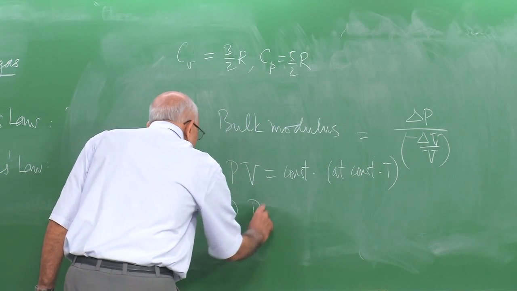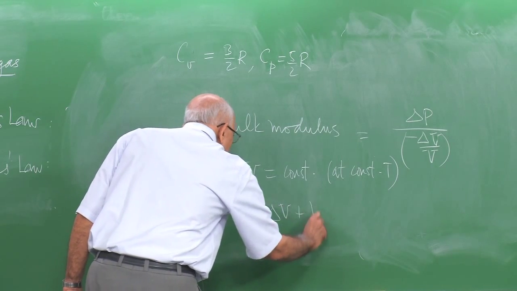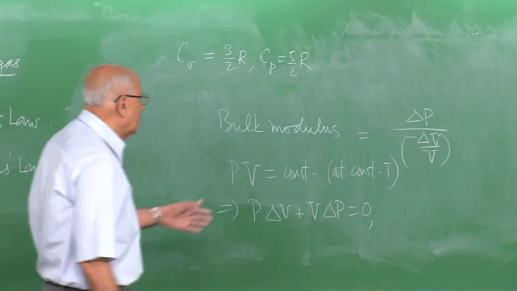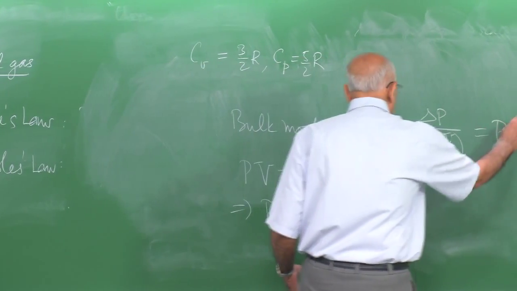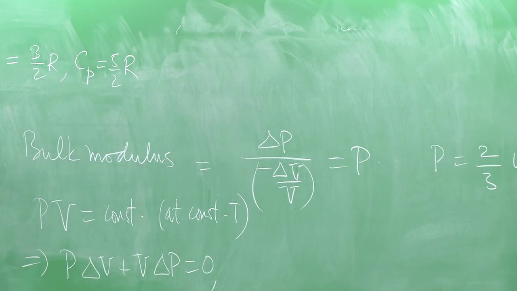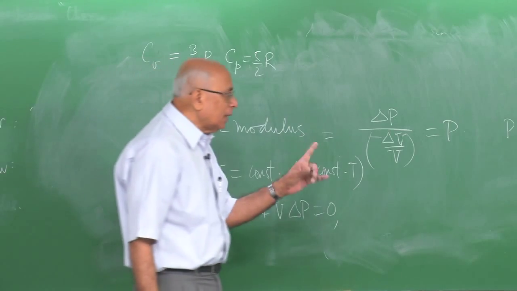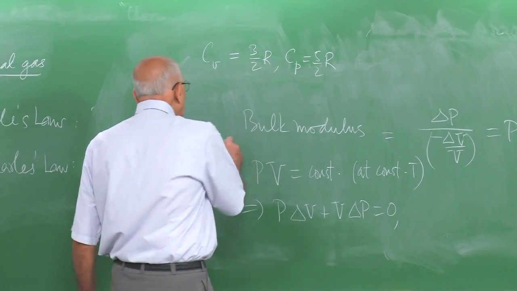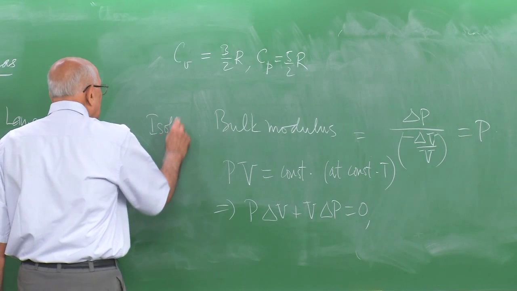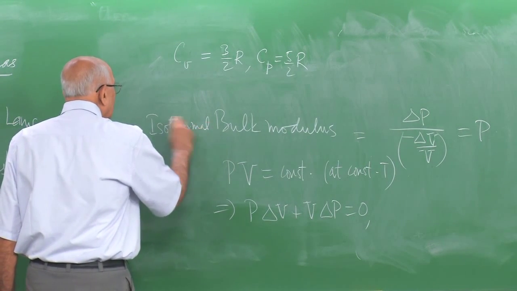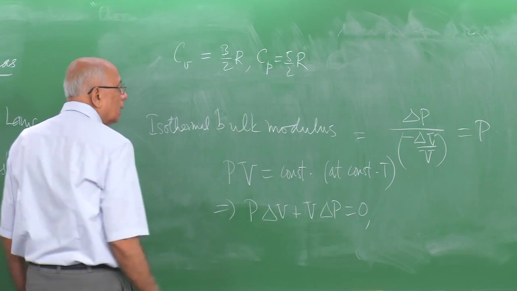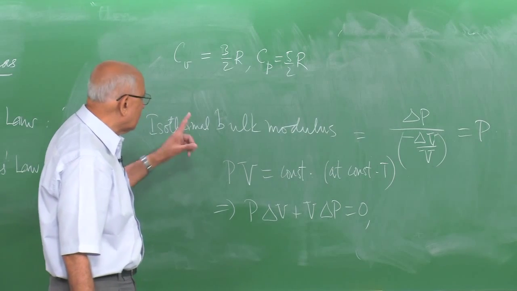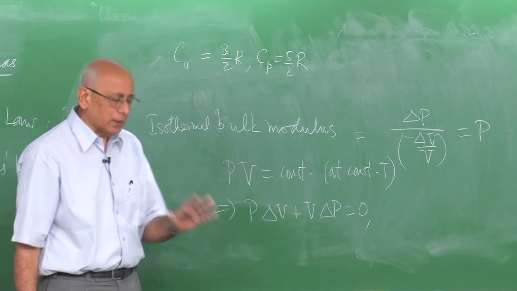This implies that P delta V plus V delta P equal to 0, and that immediately tells you that this quantity is equal to P, the pressure itself. So the compressibility of this gas, which is defined as 1 over the bulk modulus, I should really call this the isothermal bulk modulus, is the pressure itself, and the isothermal compressibility of this gas, which is the reciprocal of the bulk modulus, is 1 over the pressure here.